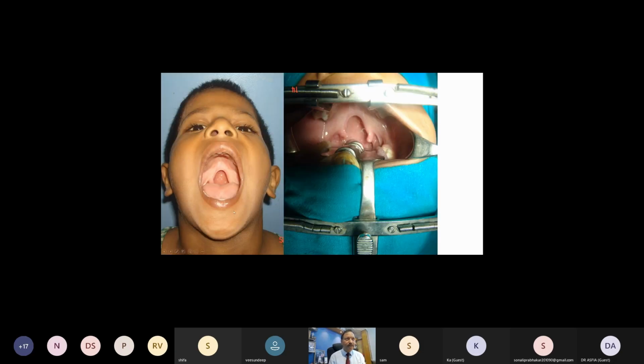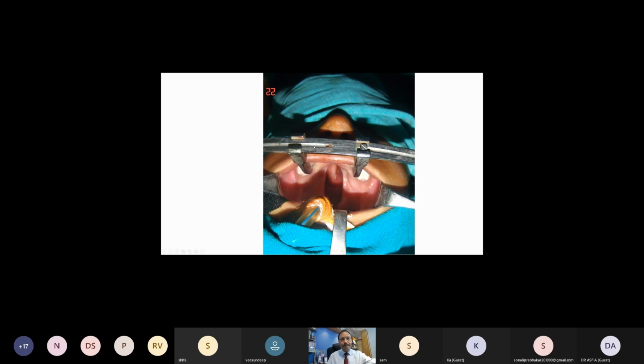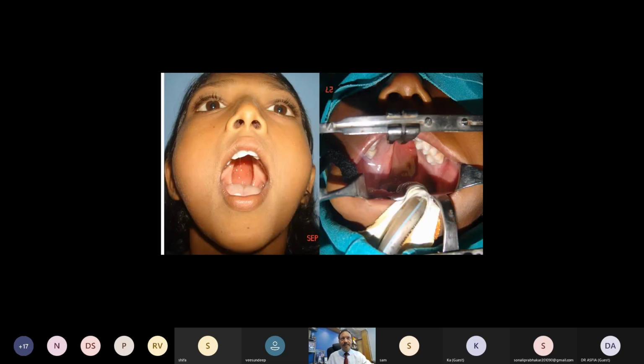Again, cleft of the soft palate and incomplete cleft of the hard palate. Another patient, this is vomer hanging in midline in a bilateral cleft. So the palatal shelves are not attached to the vomer, and therefore cleft is on either side. These are again some of the cases. This is bilateral and this is unilateral.